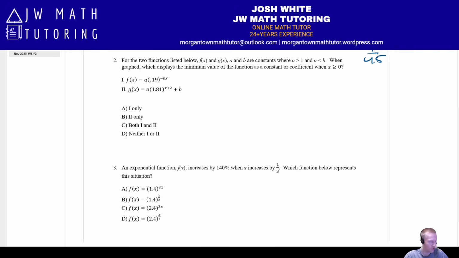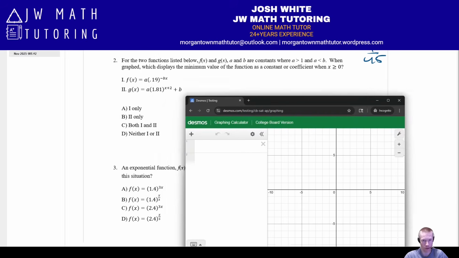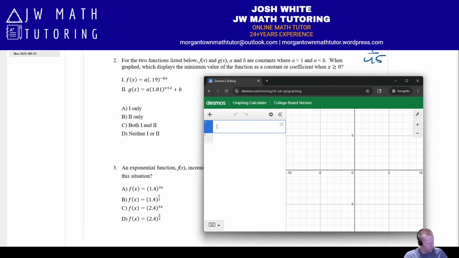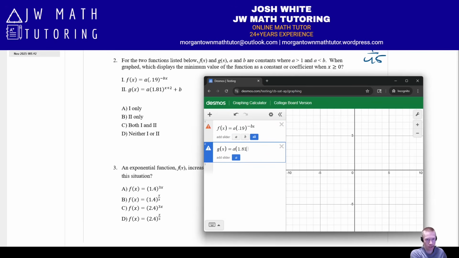All right, so I think the easiest way to do this is to just visually go ahead and graph both functions. So go to Desmos, and then we'll just be able to work with specific numerical values and go from there. So f of x, the first function, a times 0.19 to the negative bx. Second function, g of x. Just go ahead and type that in. Little trick here, type the +2 first, and then put the x in. If you type the x first and then try to do +2, it drops you back down to the main level, and you have to go in and fix it and edit it anyway. So just a little tip there. And then add the +b at the end.